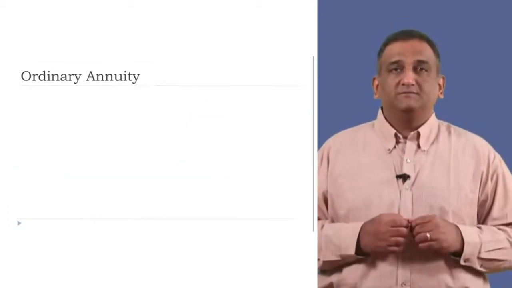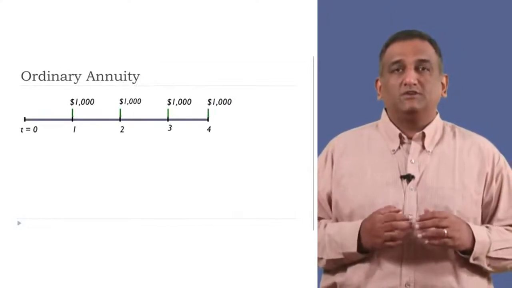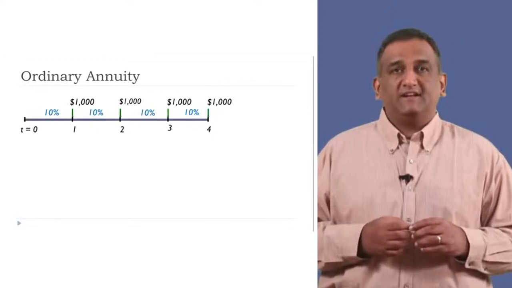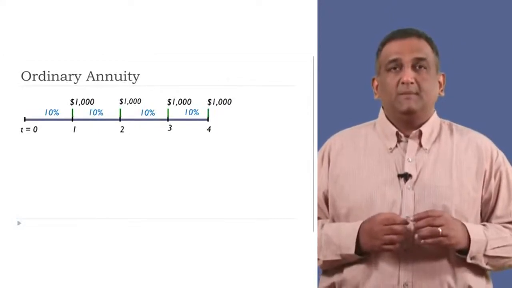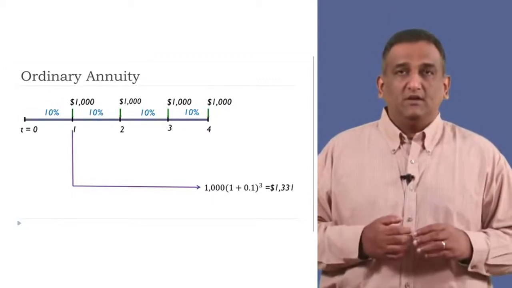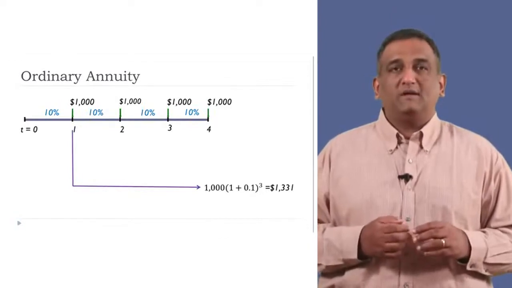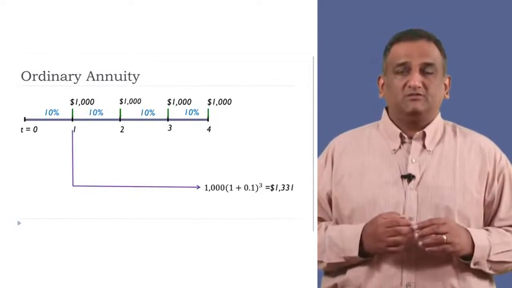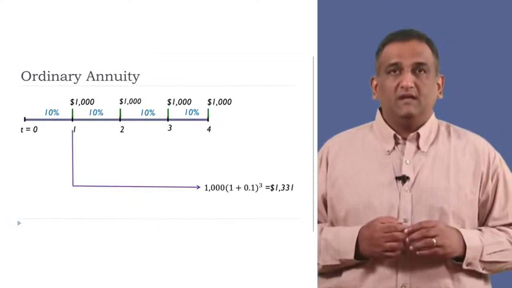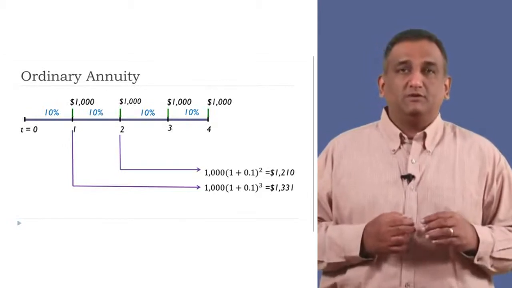Let us compute the future value after 4 years of the 4-year $1,000 a year ordinary annuity. Let's say that the interest rate is 10% a year. The payment at the end of the first year has to be moved from year 1 to year 4. So its future value is 1,000 times 1 plus 0.1, the whole thing raised to the power of 3, which equals $1,331.